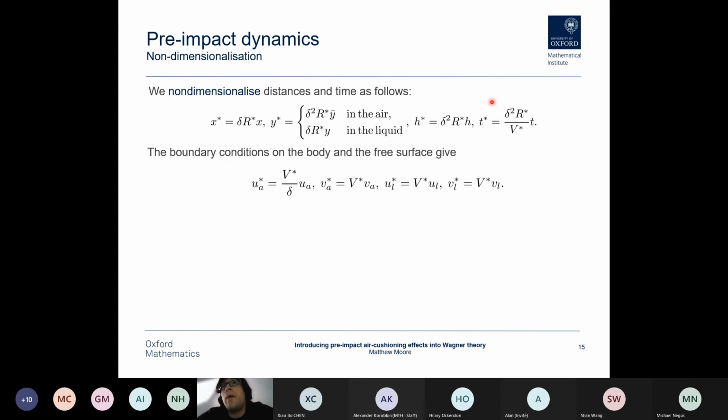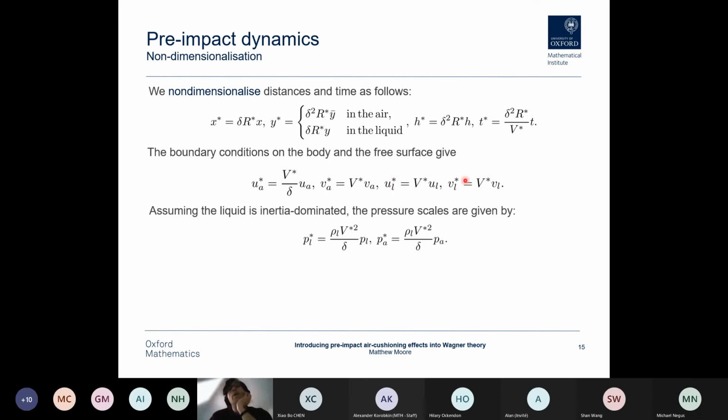With these scales in mind, the continuity equation demands that the horizontal velocity in the air is an order of magnitude larger than the vertical velocity. But then continuity of velocity on the free surface tells me that the liquid velocity should look like this. So we actually have this difference between UA and UL. Then balancing for pressure, we are going to assume that this deep liquid pool is inertia dominated. So you take the inertial scale in the liquid, and then to balance the normal stress condition on the free surface, we take the same pressure scale in the air.